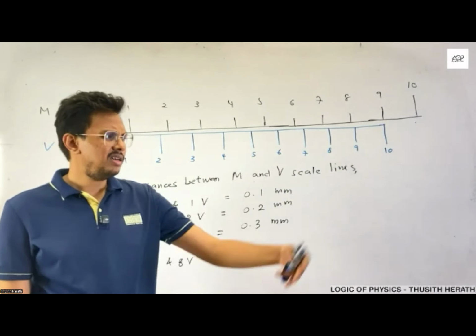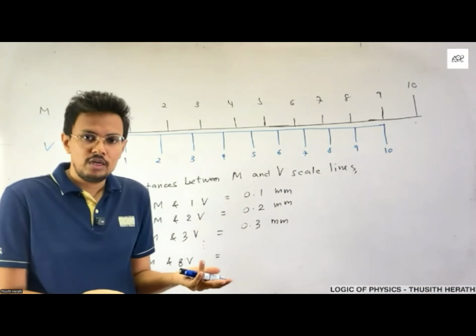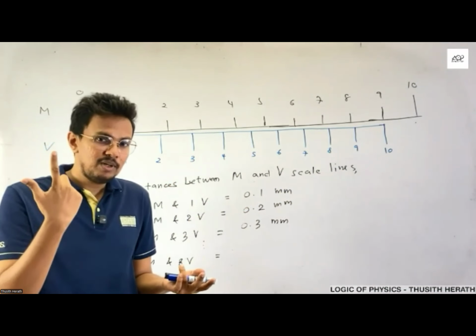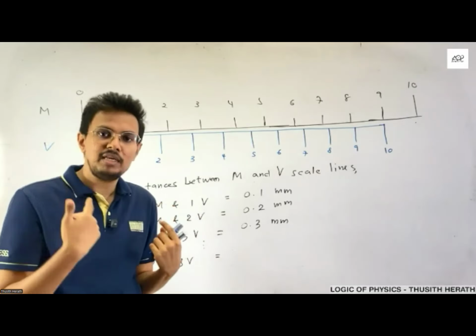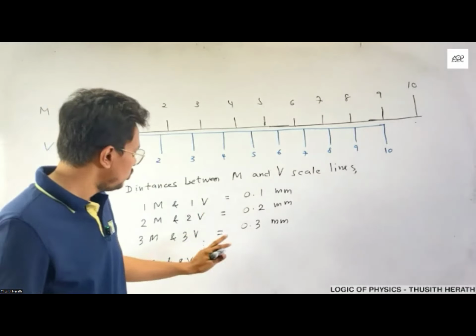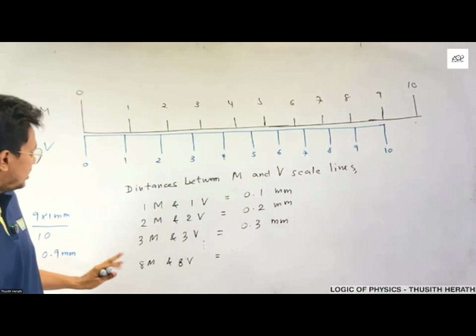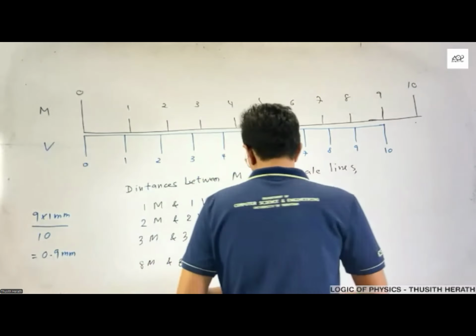Don't think that as that guy has already put the answer, I don't want to put. No, you want to put, because I told earlier the purpose of putting answers in the chat is to engage you with me. So you have to engage. So quickly put the answer. What should be the distance between 8M and 8V? It should be 0.8, right? Good.